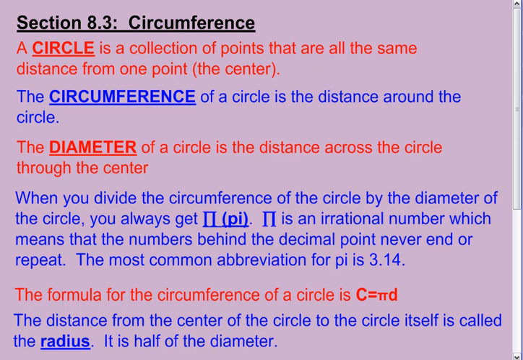Okay. Hey folks, today section 8.3 we're talking about circumference. Okay? And the first thing that we need to know, circumference deals with a circle, going around a circular figure. Now, a circle is a collection of points that are all the same distance from one point, which is the center. Does that make sense?